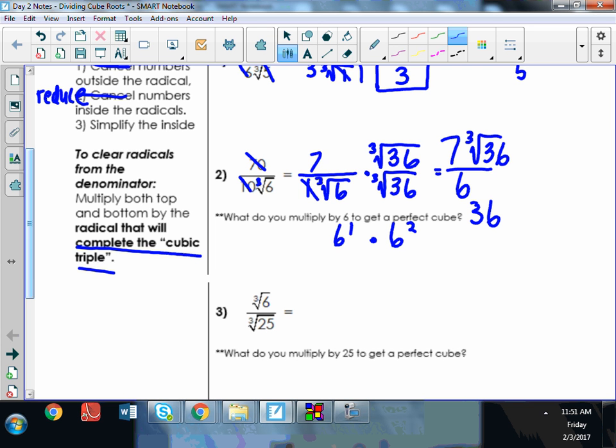Now I should always check and see if I can take anything out. So my repeated division, 36 divided by 3 is 12. 12 divided by 2 is 6. 6 divided by 2 is 3. I can see those two 6's there, the 3 and 2 and the 2 and 3, but I don't have 3 of anything. So I'm done.